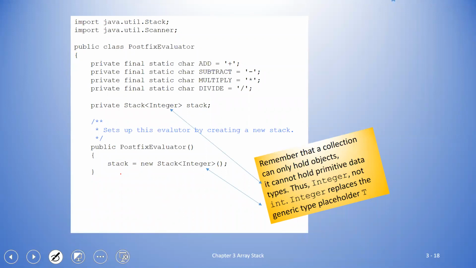Here, we are declaring a stack, right? In this postfix evaluator class, we declare this stack, and its type is integer. That means you can only push integers onto this stack, okay? And these are just final constants, okay? So this stack can only hold integers, and here you're instantiating the stack, okay?